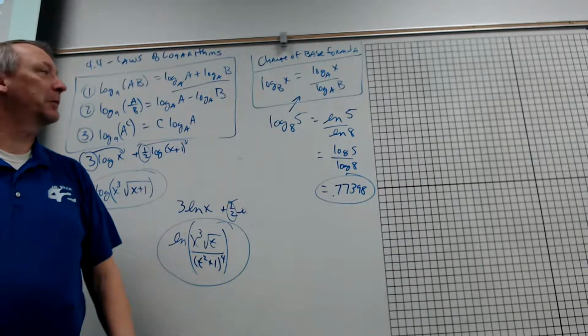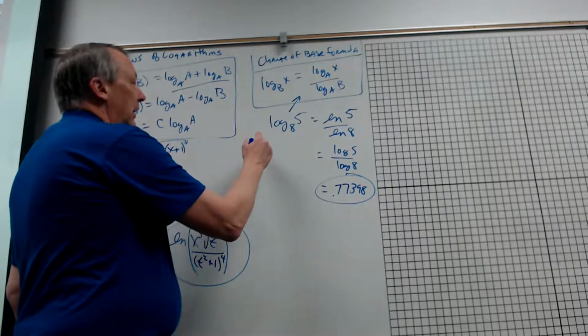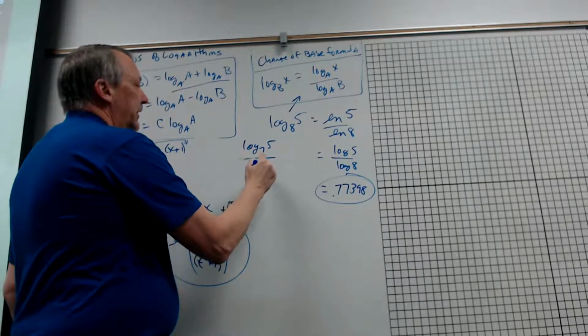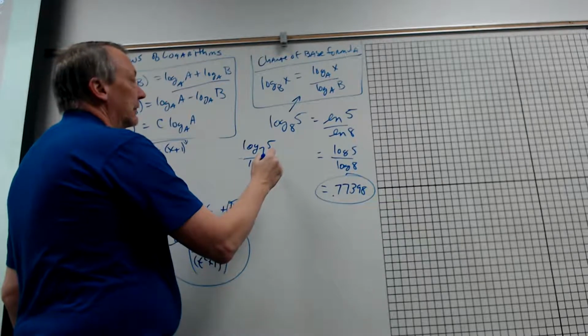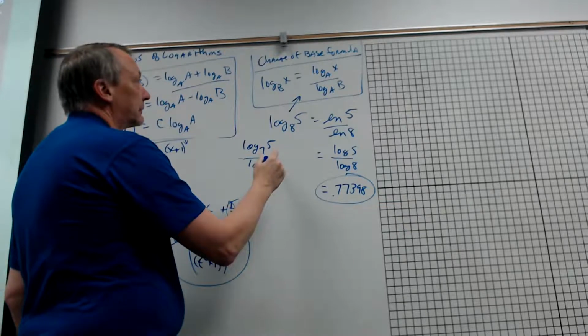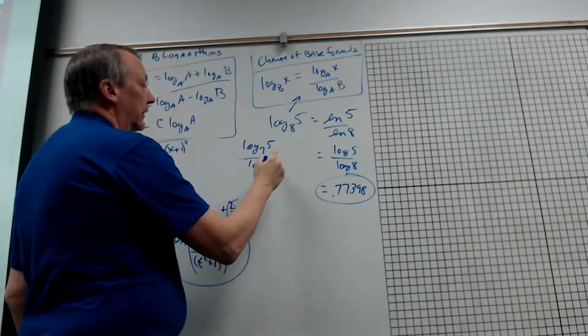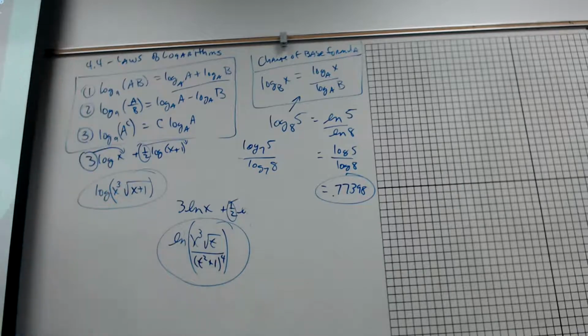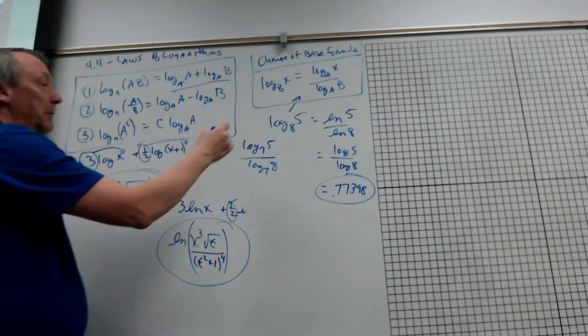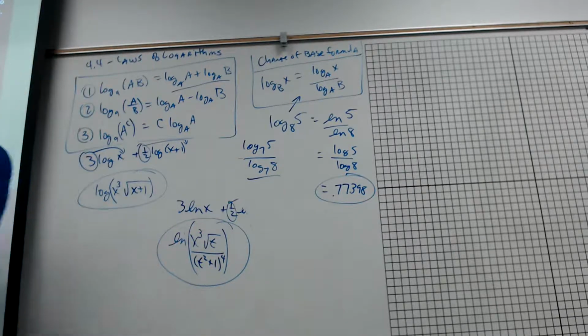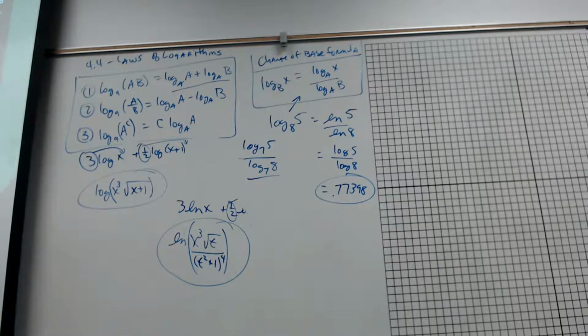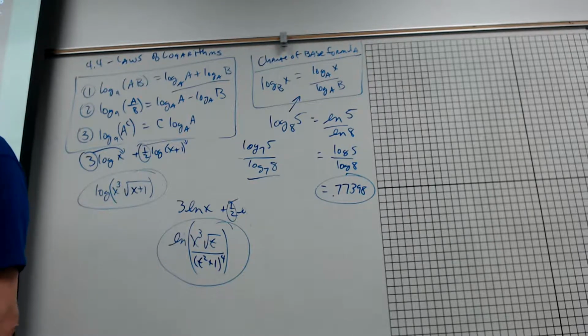I could change it to log base 7 of 5 divided by the log base 7 of 8. But that's not really going to help me because I don't have that button on my calculator. But I could do that if you wanted to. All right, so quiz tomorrow is on 4.4. So see y'all tomorrow.